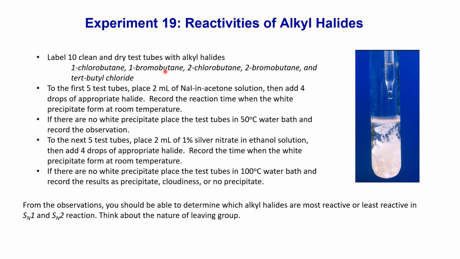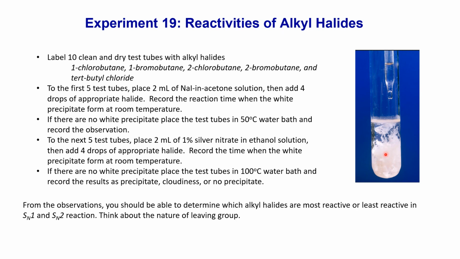Do this for all the alkyl halides that you tested. Then, to the next 5 test tubes, place 2 ml of 1% silver nitrate in ethanol solution. Again, add 4 drops of the appropriate halide. With the silver nitrate solution, the reaction is at room temperature, so some of the alkyl halides will react to give a final product, which is an alcohol, with a white precipitate, right? A white precipitate means the reaction is taking place.